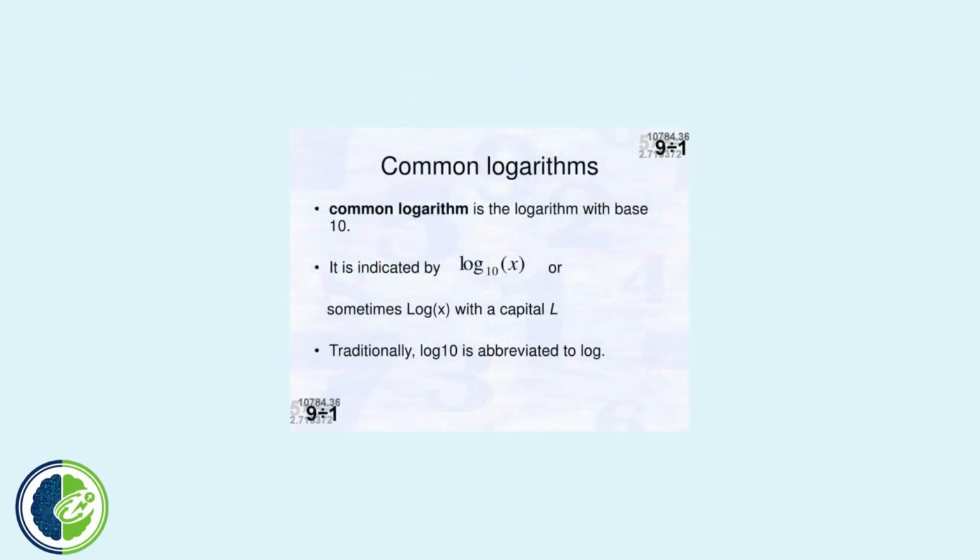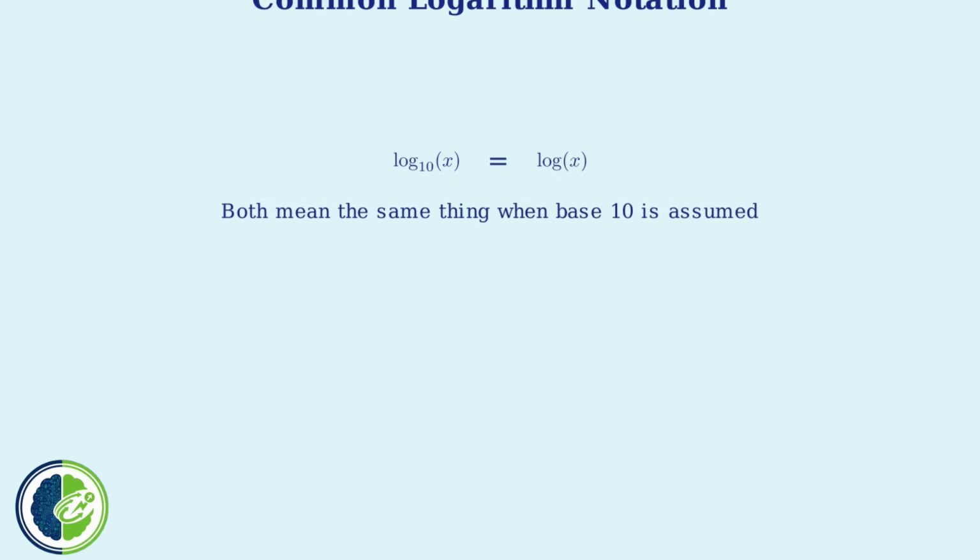Base 10 logarithms are everywhere in mathematics and science. They're so common that we call them common logarithms for a reason. A common logarithm uses 10 as its base. We can write it as log base 10 of x, or simply log of x when the base 10 is understood. The fundamental relationship is this.